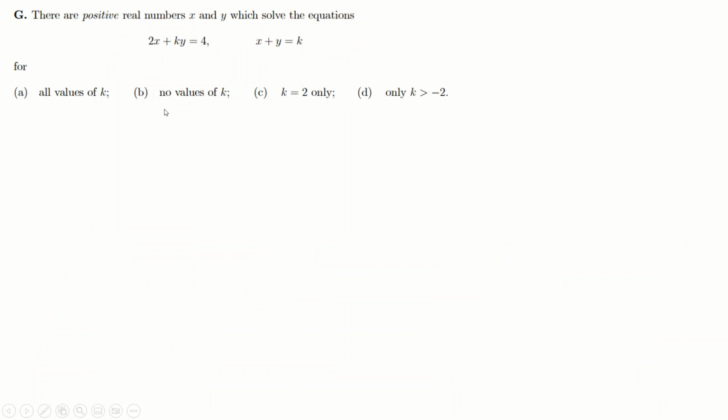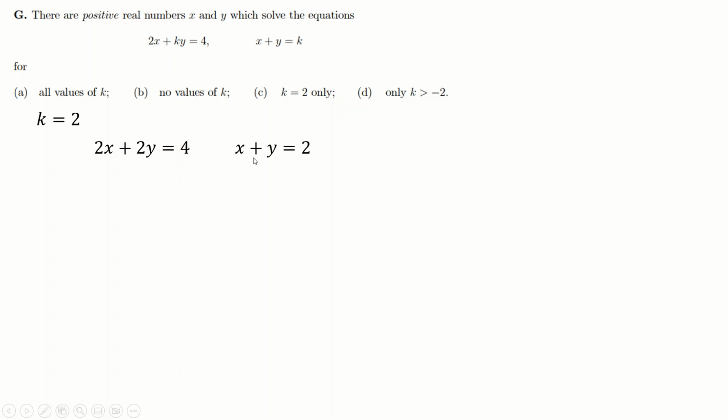negative. Good. Okay, so here we've got 2 simultaneous equations, and it says we want positive real solutions to these. And which values of k do that? Now let's just test k equals 2. I'm going to do this in an extremely lazy way, by the way. Just put k as 2 into here, and you actually end up with the same equation twice.